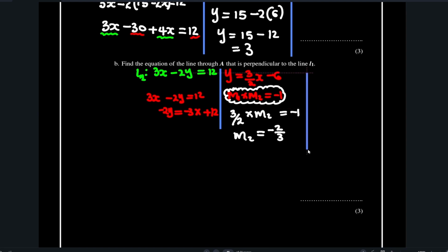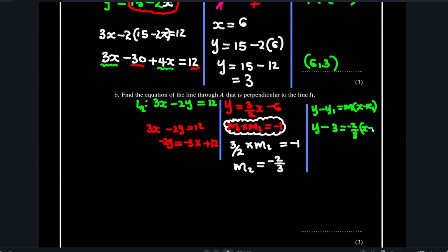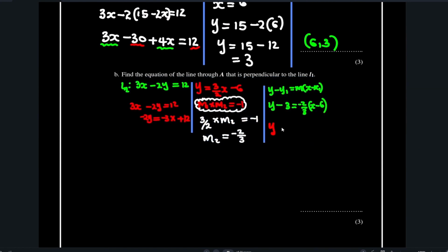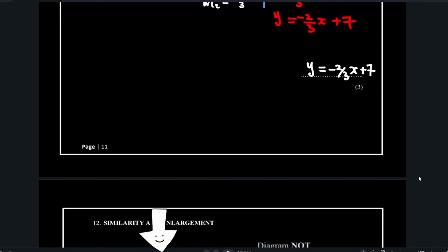So we are going to say y minus y1 equals m into x minus x1, substituting the gradient and the coordinate points, because already we have the points there. We can simplify this. We shall have an equation like that, and the equation is here with us: y equals -2 over 3 x plus 7. Now we can smile and move to the next question, the next topic.